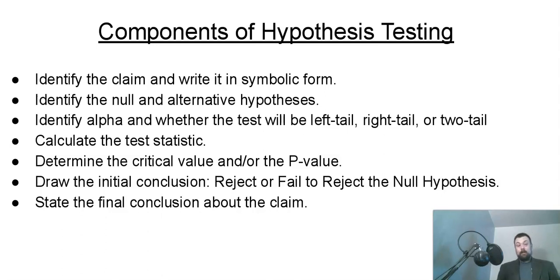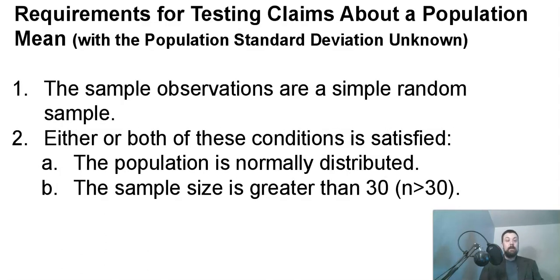Calculate the test statistic. That'll be the fourth thing that we do. Fifth, determine the critical value and/or the p-value. And sometimes there's two critical values, by the way. There's always only ever one p-value, but sometimes there are two critical values if it's a two-tail test. Sixth, draw our initial conclusion, which is to either reject or fail to reject the null hypothesis, and then state the final conclusion about the claim. So that is the process we will use for testing claims about a population mean.